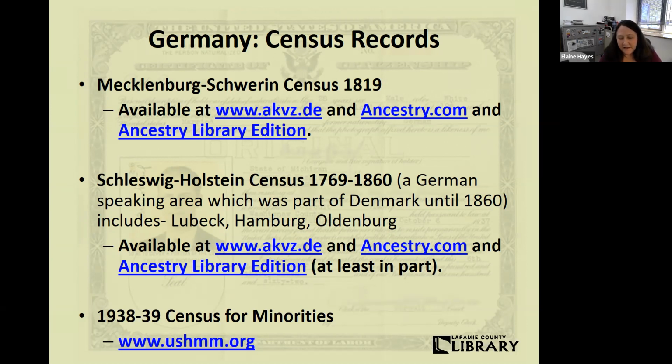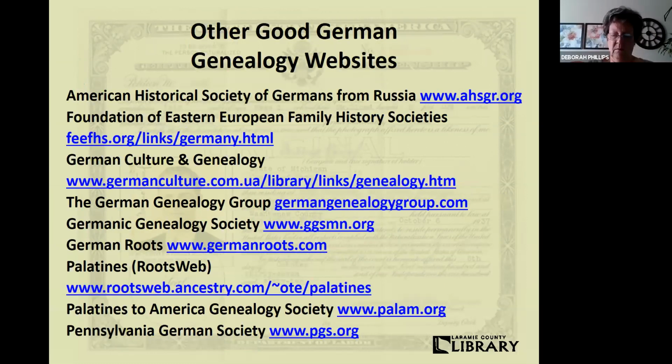The 1838-1839 census for minorities. This is actually the website for the U.S. Holocaust Memorial Museum, because this was mostly a census to find out where Jews were in 1838, 1839. But if you have Jewish ancestry, that is a really good resource to know that's out there and exists. Could be helpful for Gypsies and other minorities also.